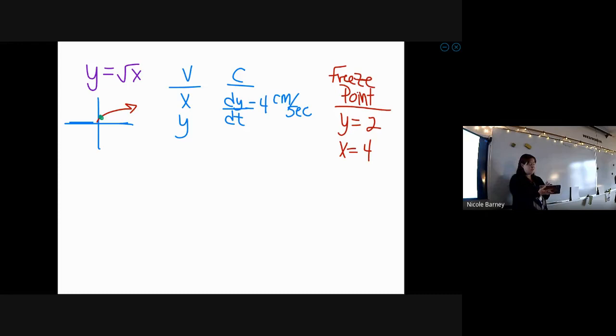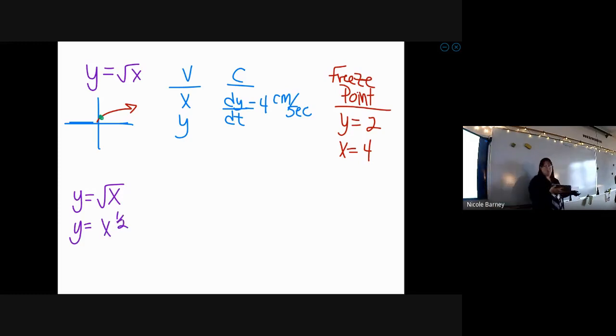So we already have our equation: y equals the square root of x. We'll rewrite it so that it's easier to differentiate. But remember, I didn't actually take a derivative when I rewrote it. A lot of people try to rewrite and derive at the exact same time. I wouldn't do that. I would rewrite it and then derive.